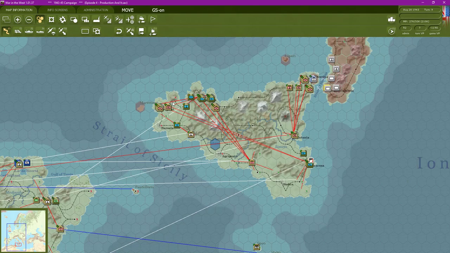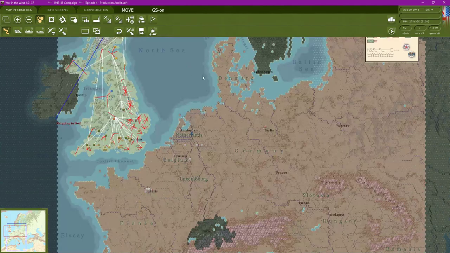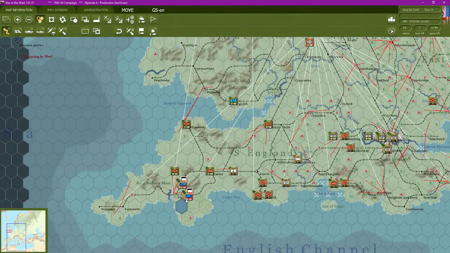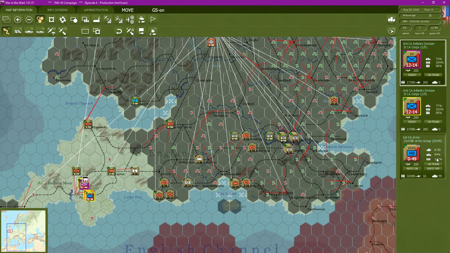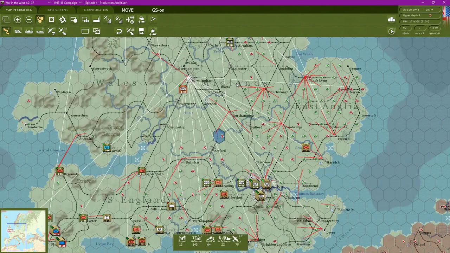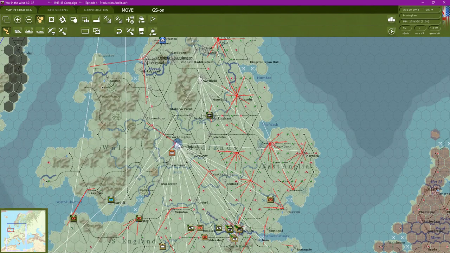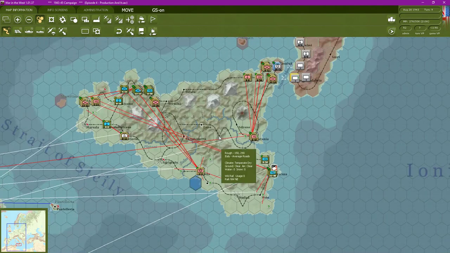I don't like the fact that these units are receiving supply from all the way over here. They should really receive them from either Gila or from Palermo. Obviously, there's only so much capacity on the island and so much supply. Seems like the vast majority of the supply at the moment is coming from Birmingham. Okay.